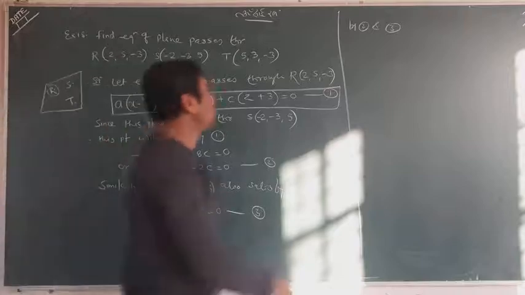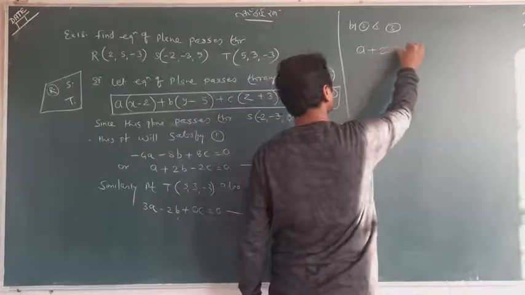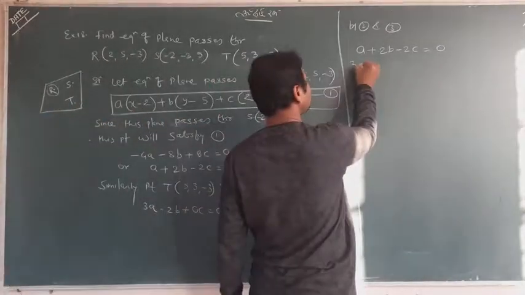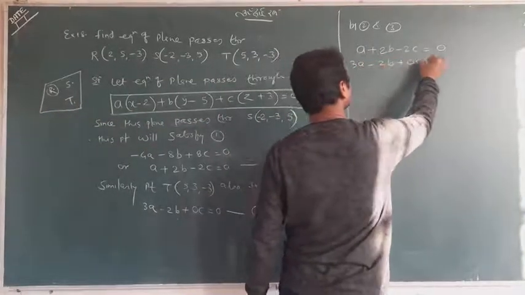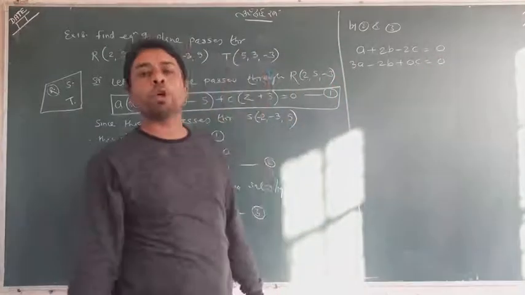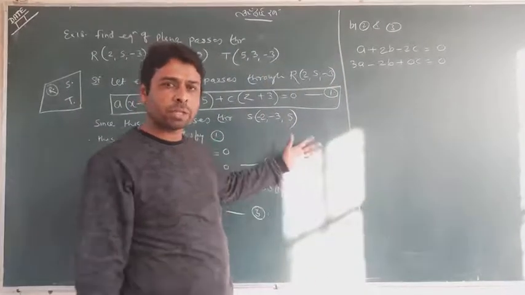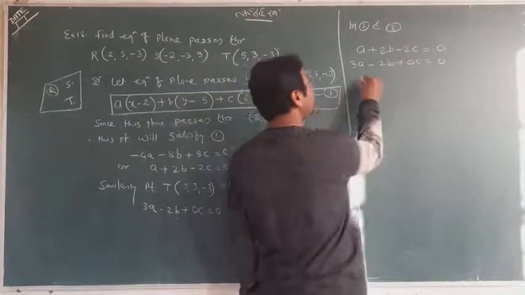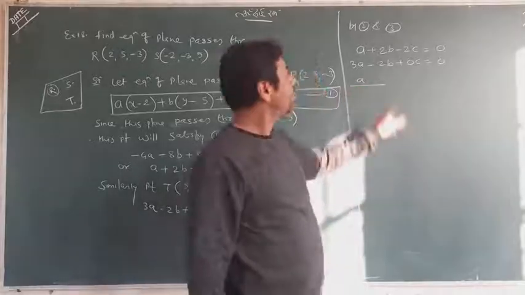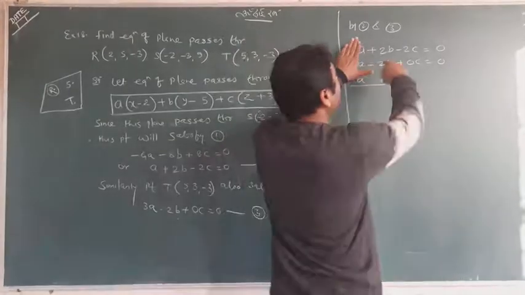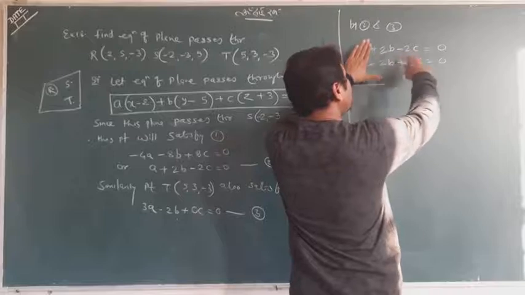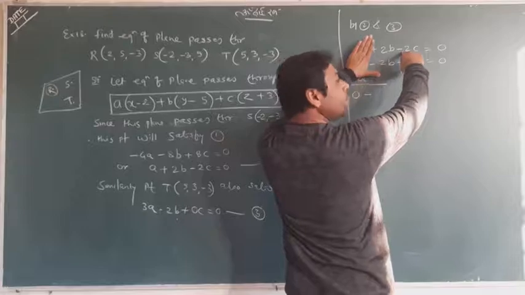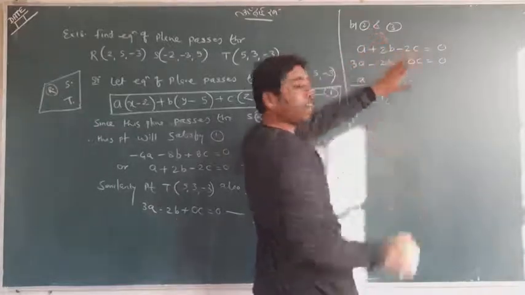Can we take second and third? a plus 2b minus 2c, and 3a minus 2b plus 0c. We will use here the cross multiplication method. You remember that in the last lecture or few lectures back I taught you this. What is the cross multiplication method? A upon: we go from left up to right down. We multiply 2 into 0, and minus 2 into minus 2, we have plus 4. So its minus will remain the same.